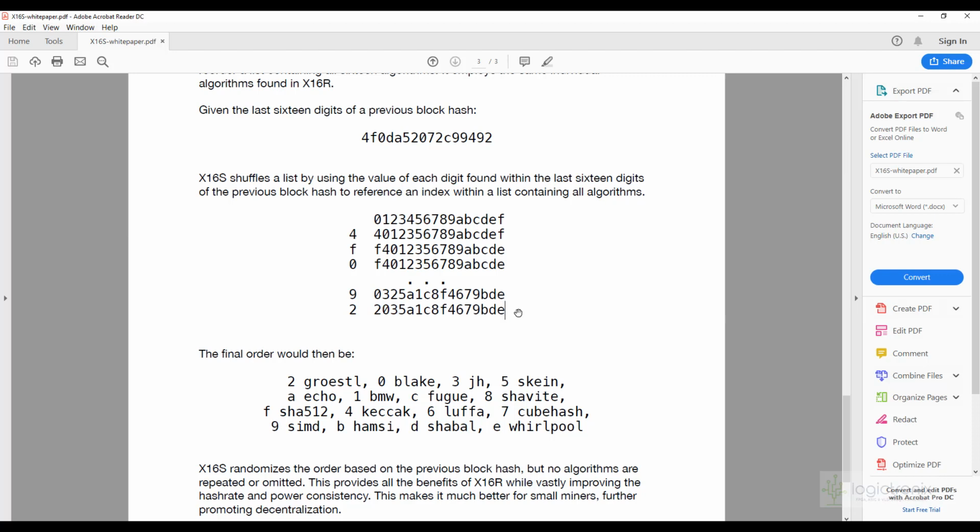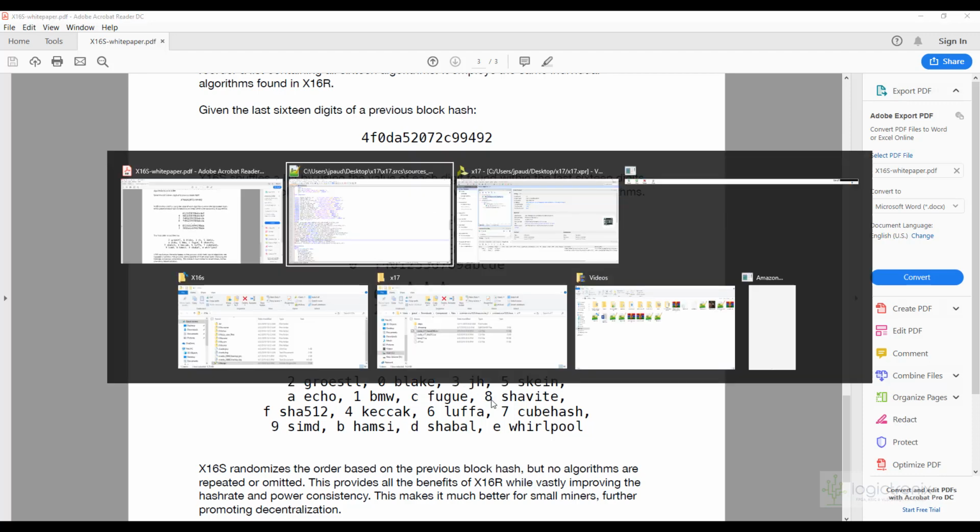And after we get this value, the arrangement of the algorithms will be sequenced accordingly. So first of all, here is 2, so the second algorithm, that is Groestl, will be our first algorithm, and 0, that means Blake will be our second algorithm. So the output of Groestl will be fed to the input of Blake, and the output of Blake will be fed to the input of JH, and so on.